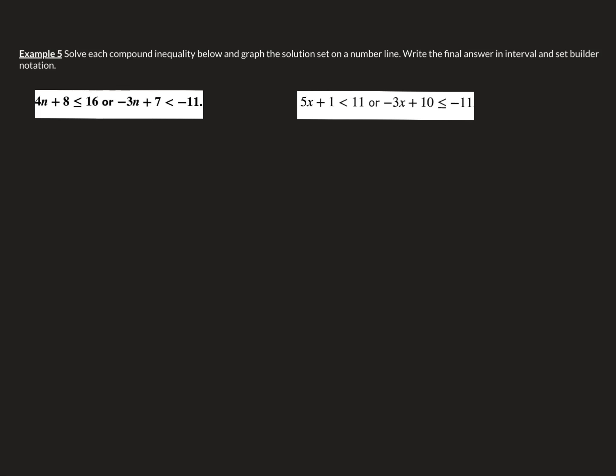We're going to solve each compound inequality and graph the solution set on a number line. So I'm going to solve this first one underneath example 5 by subtracting 8. 4n is going to be less than or equal to 8. Divide by 4, n is going to be less than or equal to 2. Or subtract 7, -3n is going to be less than -18. Divide by -3, n is going to be greater than 6, with an or.